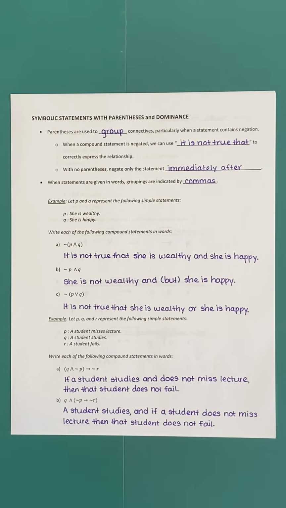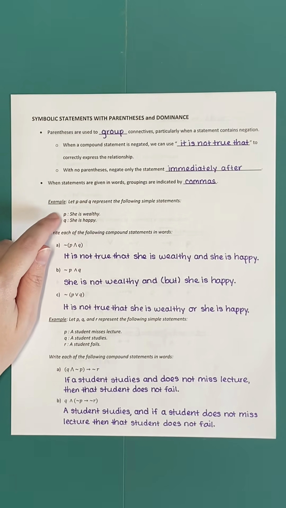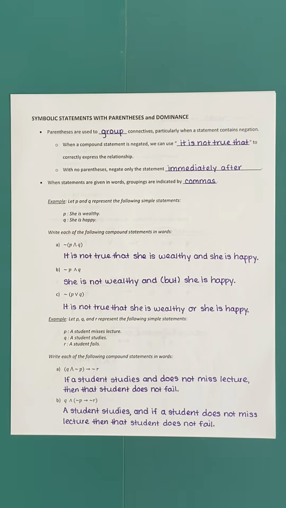So let's try a few examples. We'll start with 2 statements, and then we're going to add on a third, and we'll look at 3 at a time. So keep them simple. First statement, P, she is wealthy. Q, she is happy. We're going to be given the symbols, and we want to put the symbols in words. We want to translate from symbolic form to actual words using these defined statements.